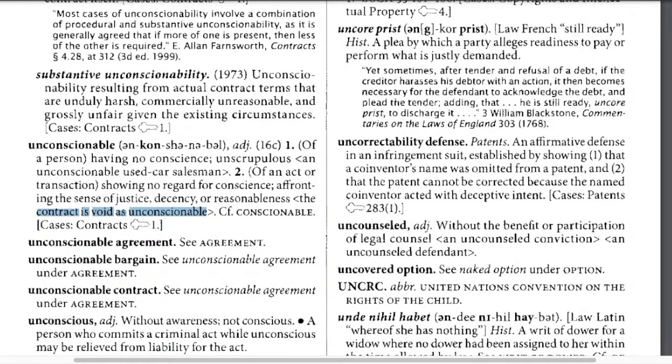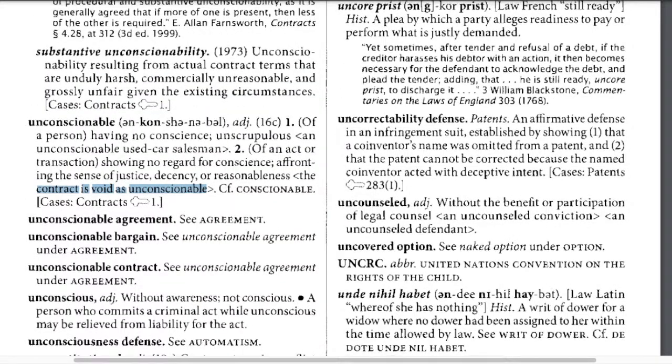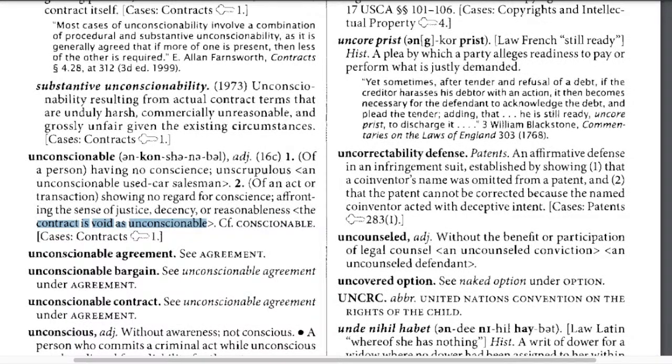So we have unconscionable agreement. So all these things here. So unconscionable is a nice substantive unconscionability. Is unconscionability resulting from an actual contract terms that are unduly harsh, commercially unreasonable, and grossly unfair given the existing circumstances. So that makes sense there too.